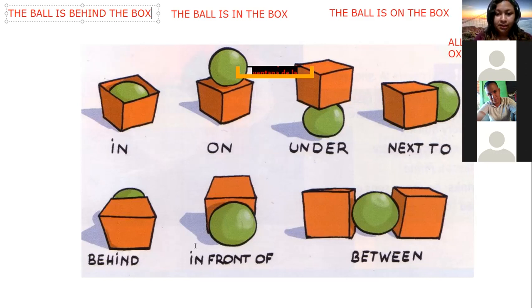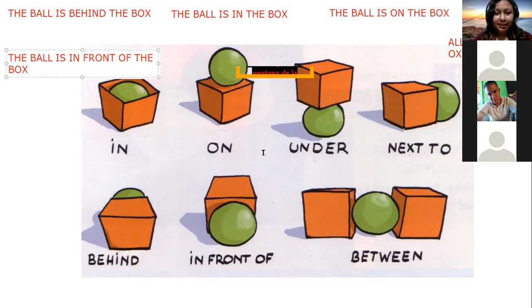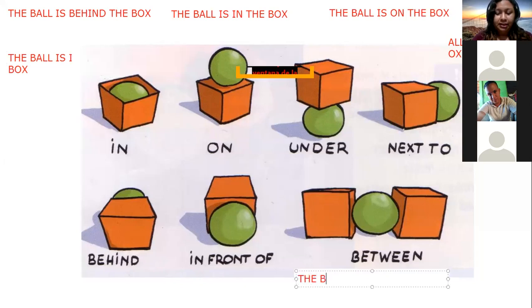Now, this one here. In front of. So I say, the ball, how do I continue? Is in front of what? The box. The ball is in front of the box. Now, the last one. Between. Take a look at this. How can I make this sentence? The ball is between what? The boxes. Very good. Because they are two boxes, that's why we say the boxes in plural.